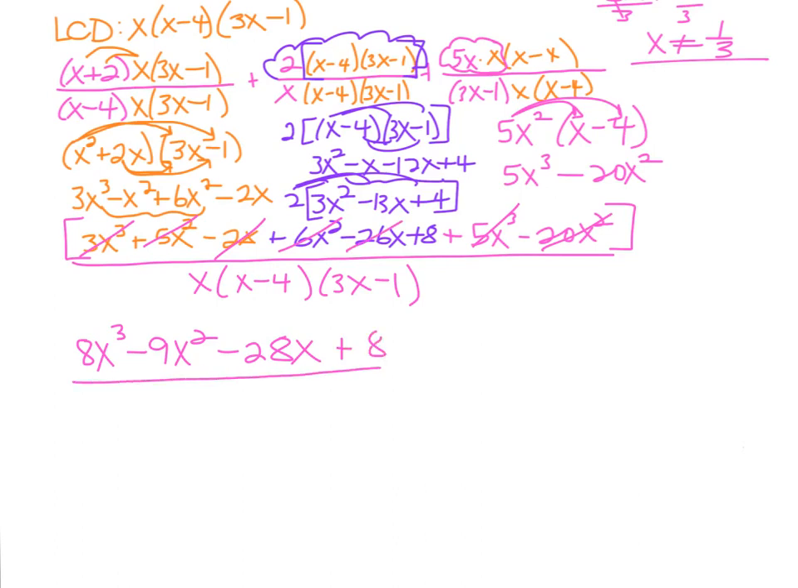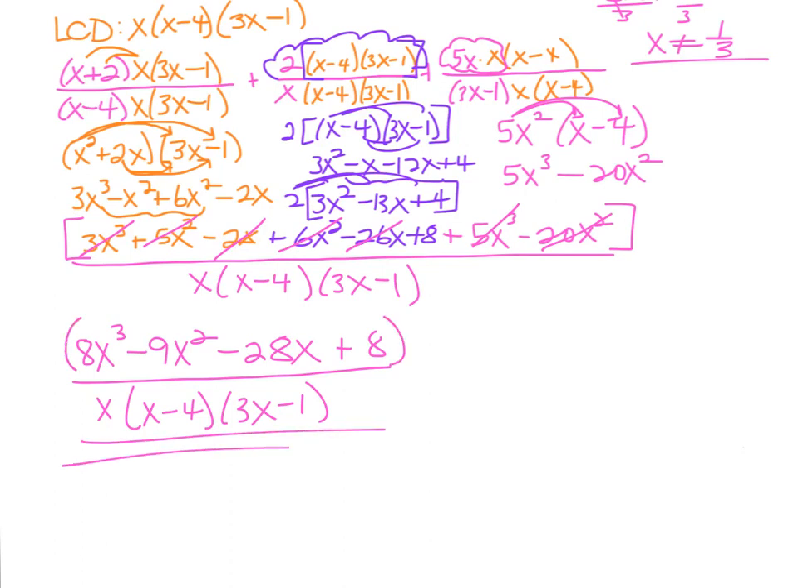All over, wow, this is crazy, x times x minus 4 times 3x minus 1. Now, if you're wondering how on earth we are going to factor that 8x cubed minus 9x squared minus 28x plus 8, here's a hint. It doesn't actually factor at all. Because of that, we can't reduce this fraction any further. Wow, that was quite a problem to solve.